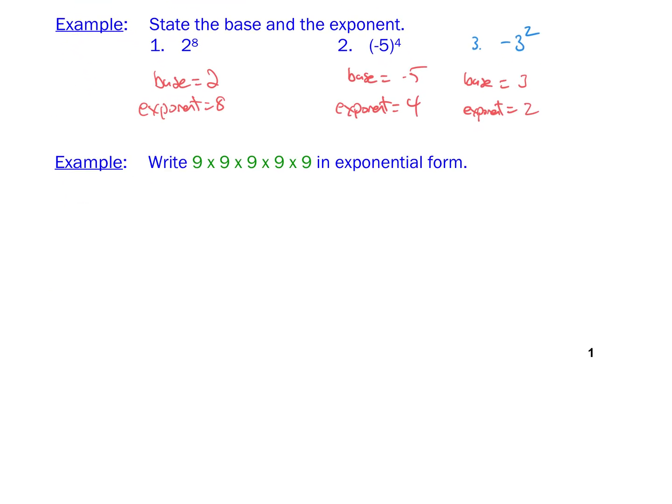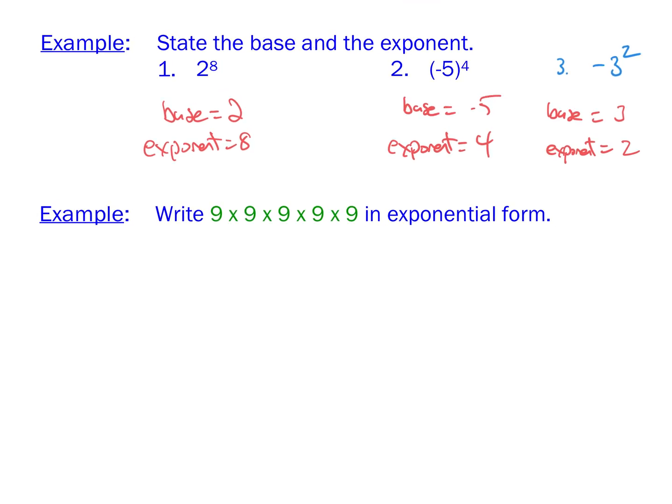Now, understanding that exponents are just a short form for repeated multiplication, what number repeats in the next example? 9. 9 would be our base, and our exponent would be how many times it repeats. 5. It is 5, absolutely. So in exponential form, this would be 9 to the exponent 5.